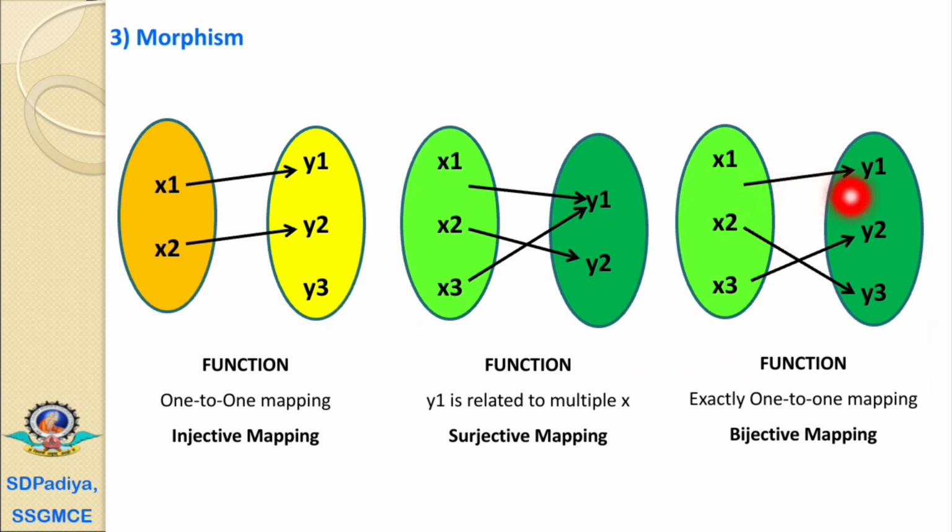x1 is related to y1, x2 is related to y3, and x3 is related to y2. That's why it is one to one. Every element of X is related to one separate element of Y. That's why it is one to one, and no element of Y is empty, it is not free. That's why it is onto. And this type is called the one-to-one onto mapping, and the function is called the bijective function.